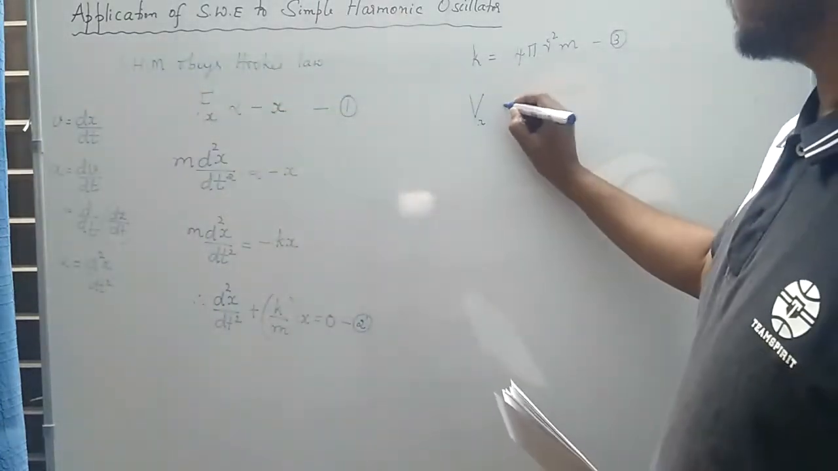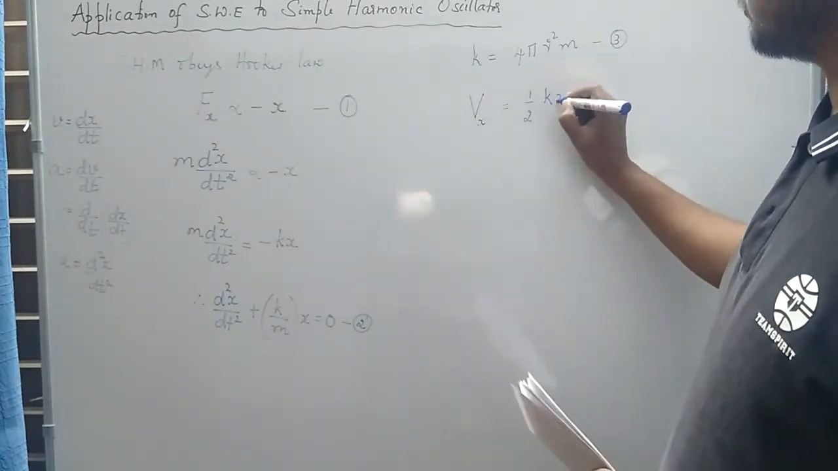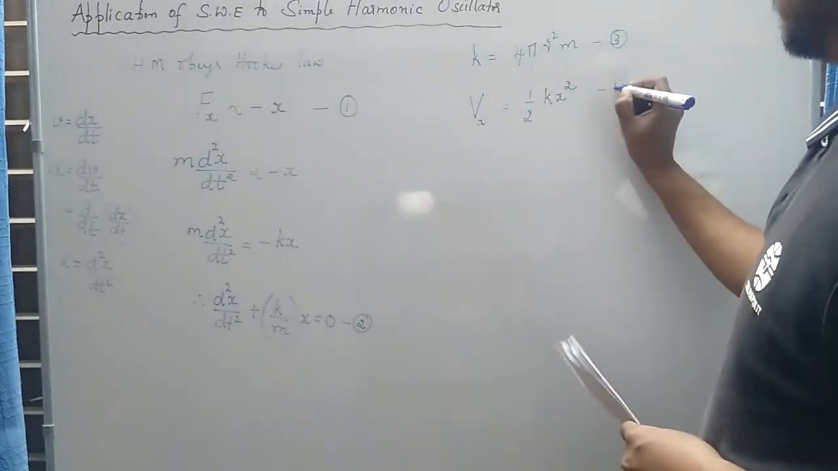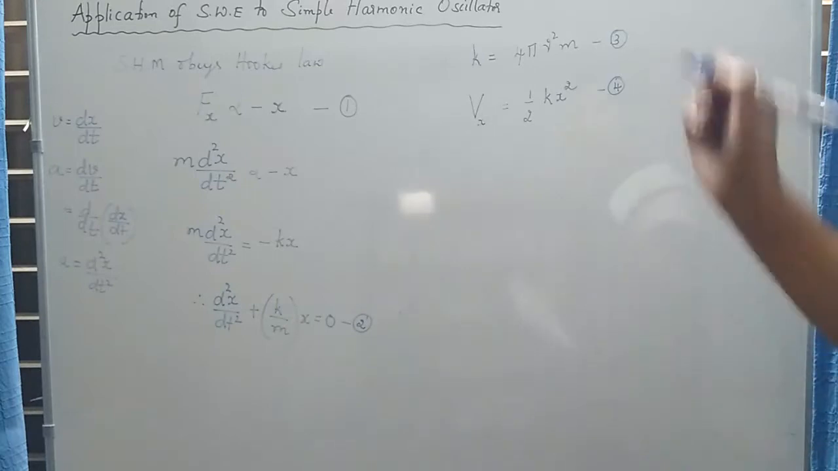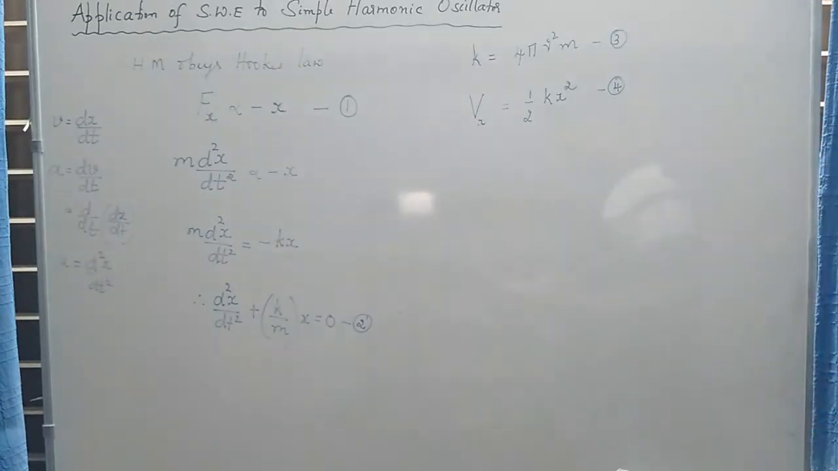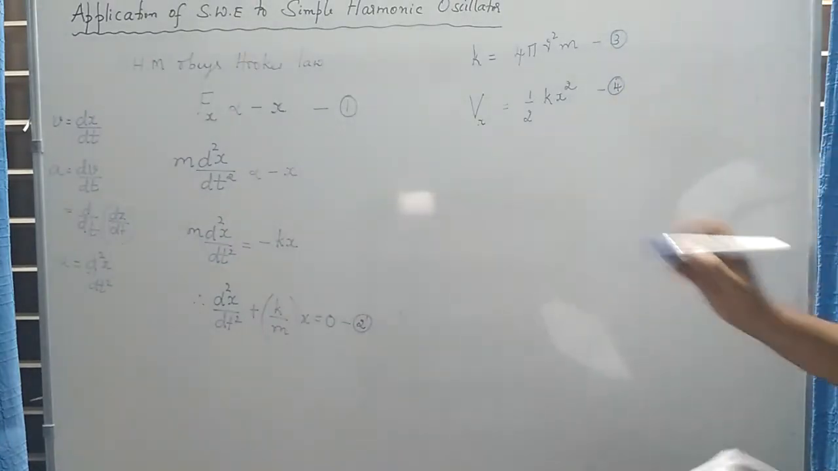The potential energy is given by V is equal to half into K into x square. This is the expression for potential energy. Let us take it as equation 4. So far, whatever I have written on the blackboard is already discussed in the previous video. So now let us substitute equation 3 in equation 4.